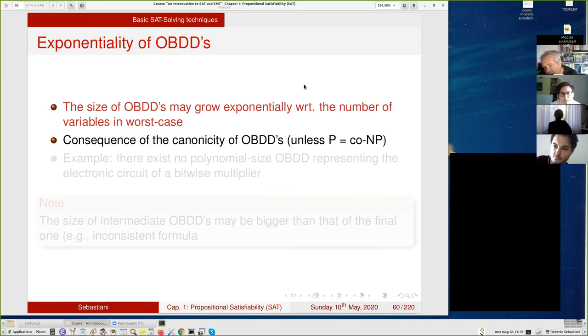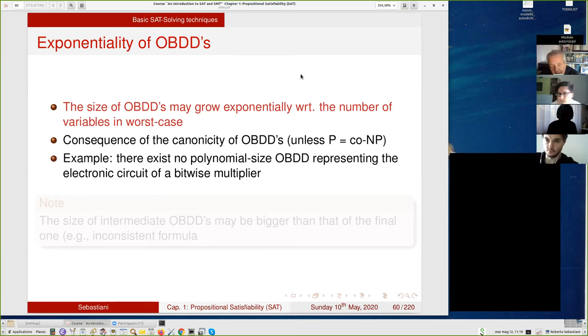Well, this is of course a consequence of canonicity of the BDDs. Unless P is equal to coNP, right? Because otherwise, we would have a very easy way of checking the equivalence of two formulas: build the OBDDs, and take constant time to check. If they were not exponential, we would have a polynomial algorithm to check the equivalence of formulas, which we know is not the case.